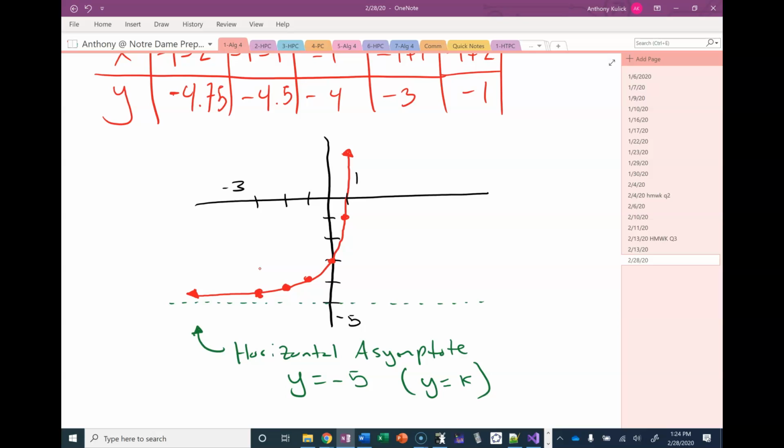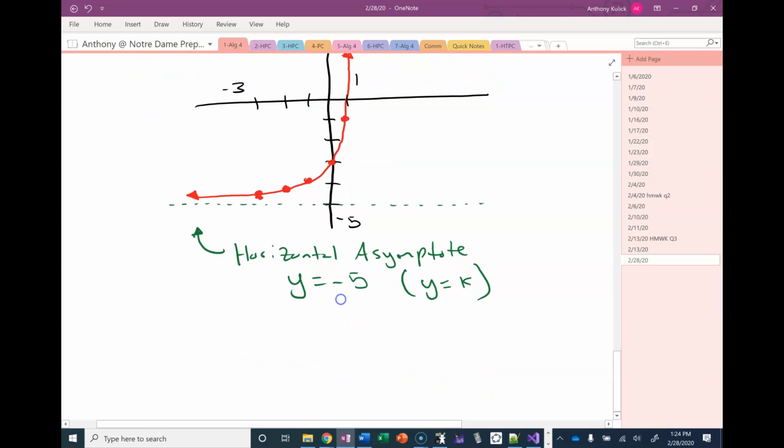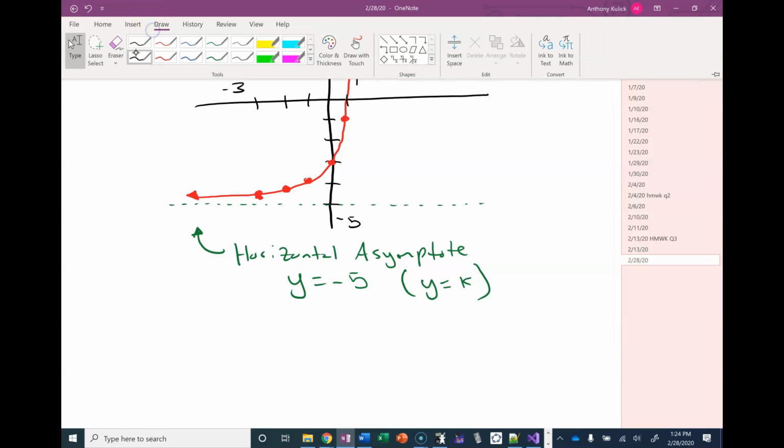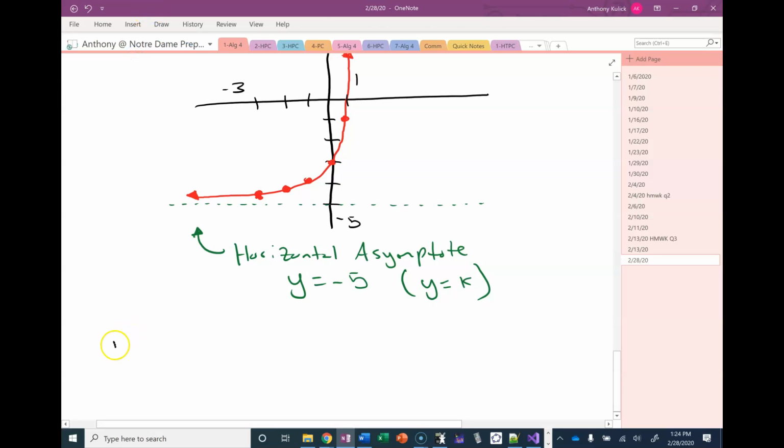Is everybody okay there with how I drew that? Okay.